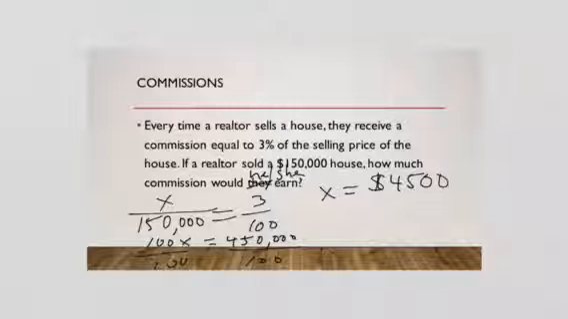And the other realtor, there's usually two realtors involved in that transaction, will also make $4,500. So that sounds pretty good as long as you're selling houses. So that's how you make commission.